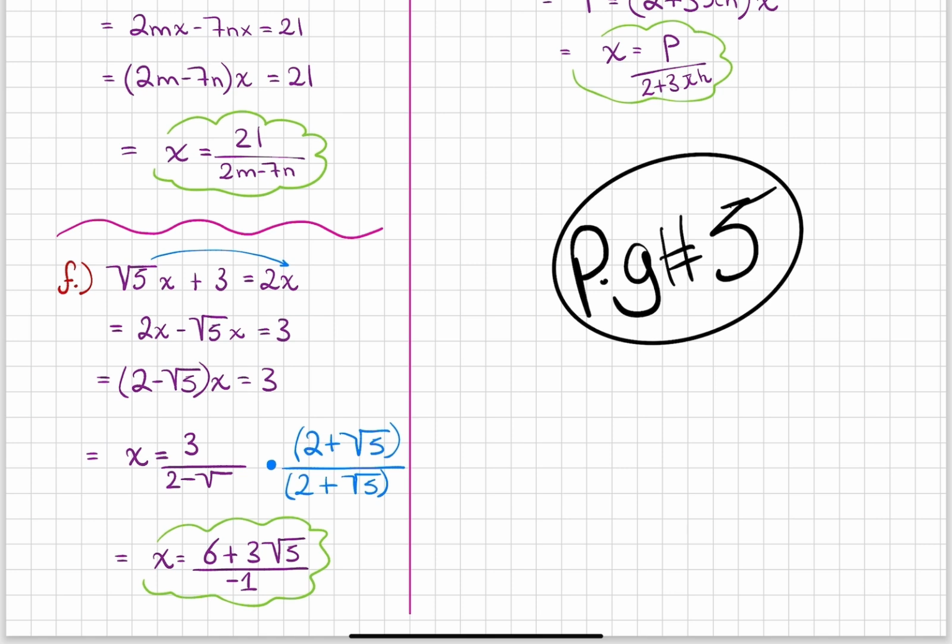The bottom is going to simplify and the top is going to multiply. So x is equal to 3 times 2 plus 3 times root 5, over negative 1. 3 times 2 is 6, and 3 times root 5 is 3 root 5. So x is equal to (6 + 3 root 5) over negative 1.